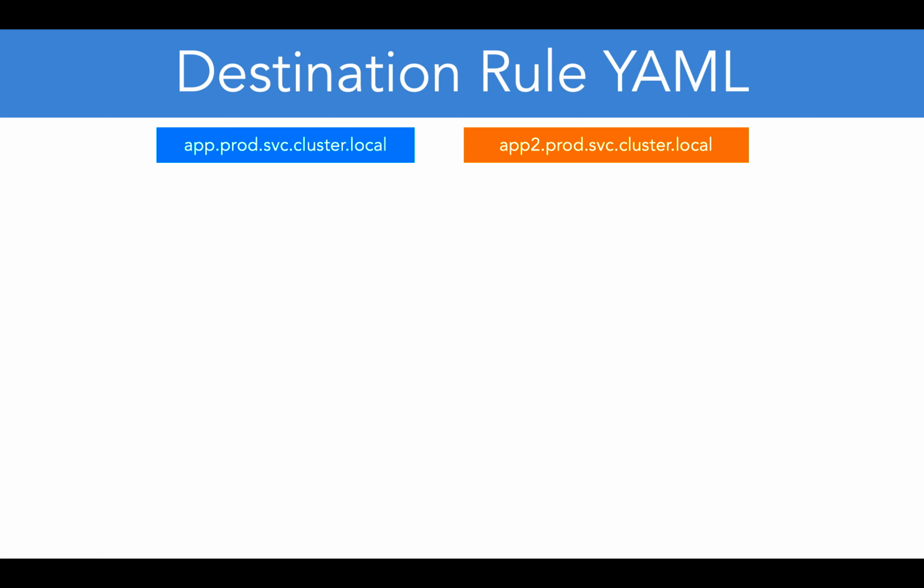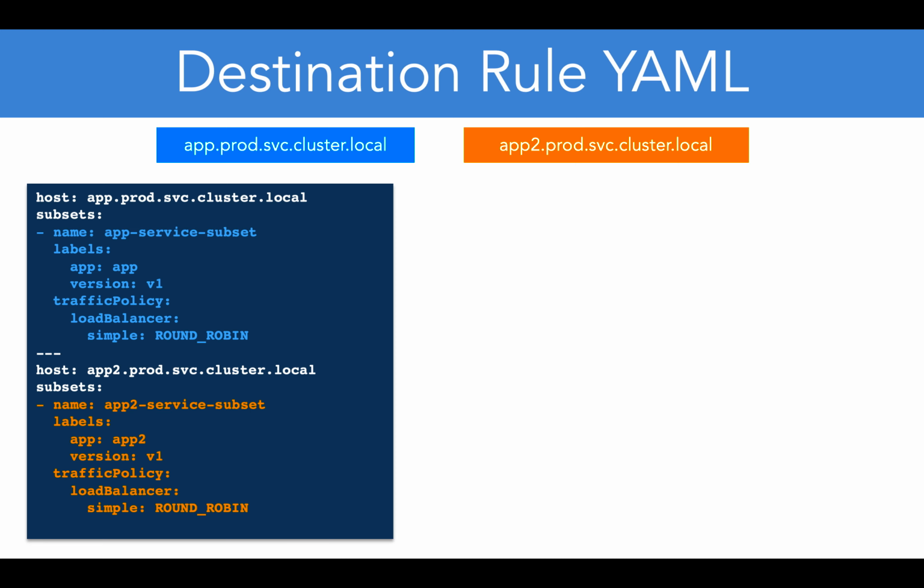So as we have two different services, we'll have to create two different destination rules. Had we had only one service, then one destination rule would have sufficed. So I'm showing here both the destination rules in the same file, separated by three dashes. Now, of course, API version, kind, and metadata are not here. So let's start with host.